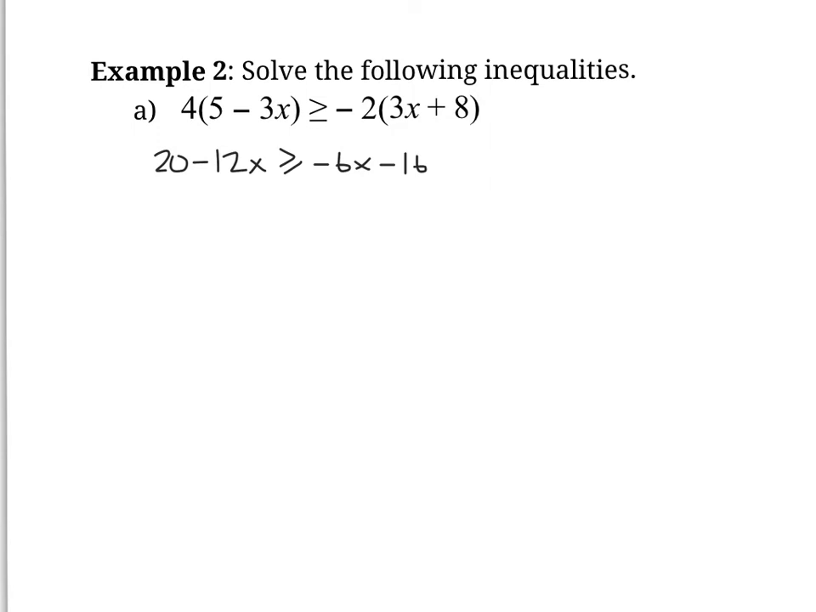So again, we can just see these as two linear functions. So this is a function with a slope of negative 12 and a y-intercept of 20, and this one has a slope of negative 6 and a y-intercept of negative 16. Let's take a look at what this looks like graphically, and we'll solve it algebraically.